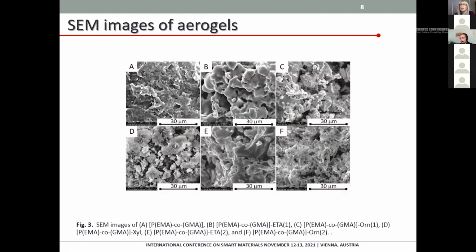Here are shown some images of films of the non-modified and the modified co-oligomer made by using scanning electron microscope. The morphology of the non-modified co-oligomer differs from the oligomers modified with ethanolamine, xylitol, and ornithine. The modification of co-oligomer with hydrophilic moieties increased their dispersibility in protic solvents, which is shown in figures 3C, D, and F. Only the functionalization of co-oligomer with ethanolamine leads to a reduction of the porosity of the obtained oligomer films, and the surface morphology appears more homogeneous.